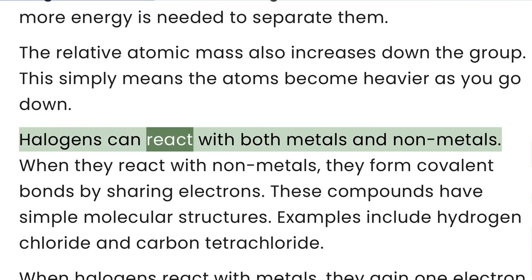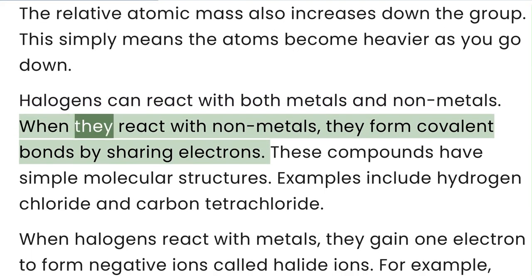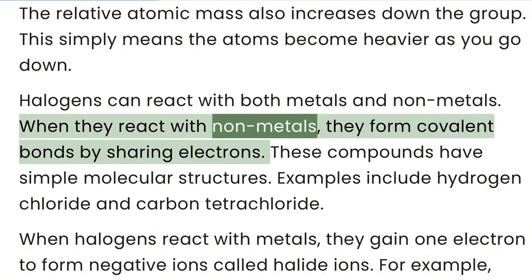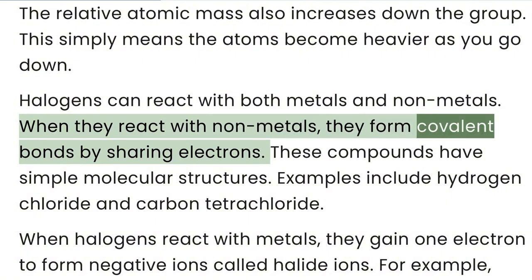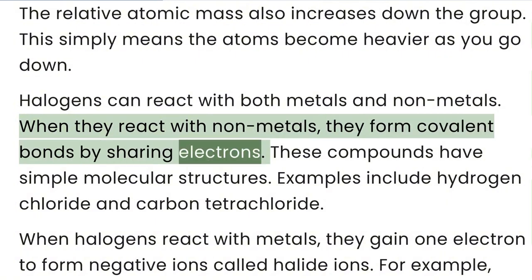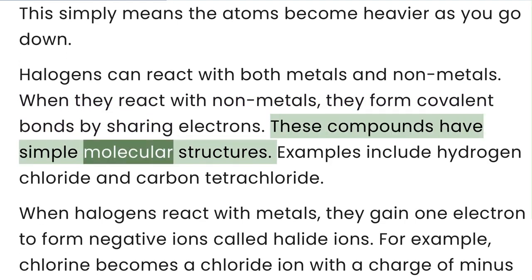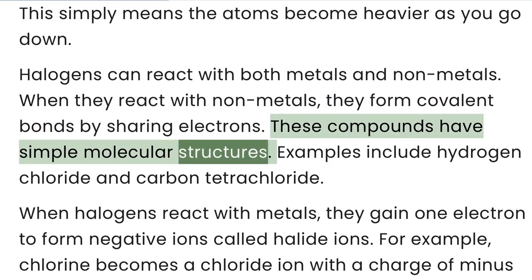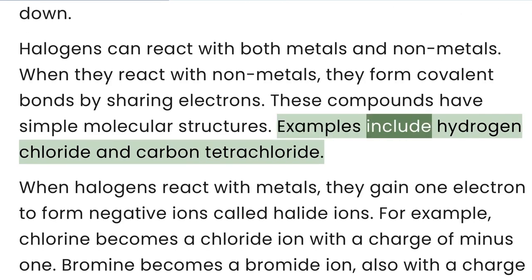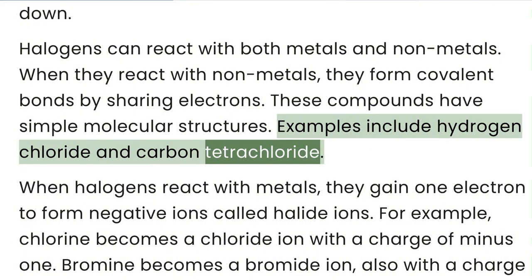Halogens can react with both metals and nonmetals. When they react with nonmetals, they form covalent bonds by sharing electrons. These compounds have simple molecular structures. Examples include hydrogen chloride and carbon tetrachloride.